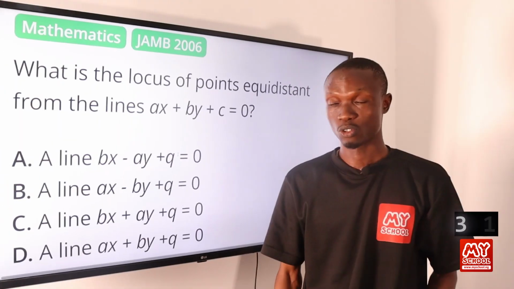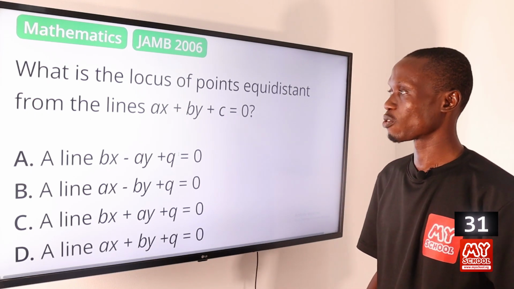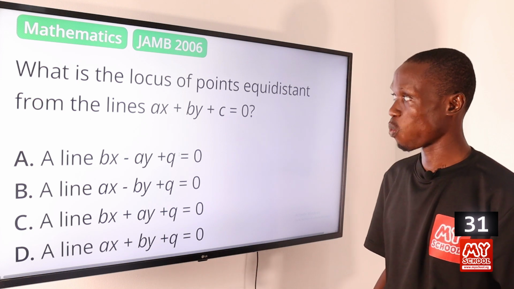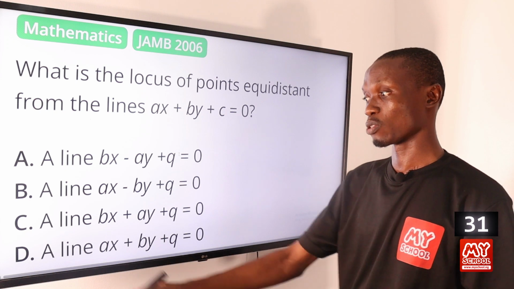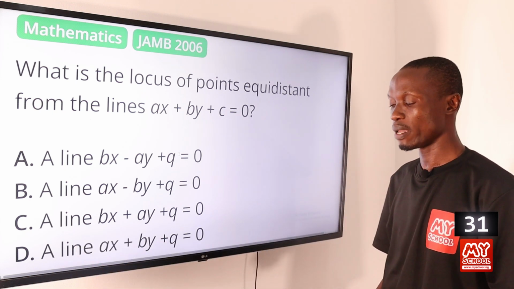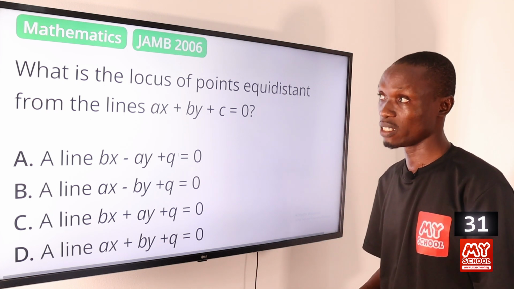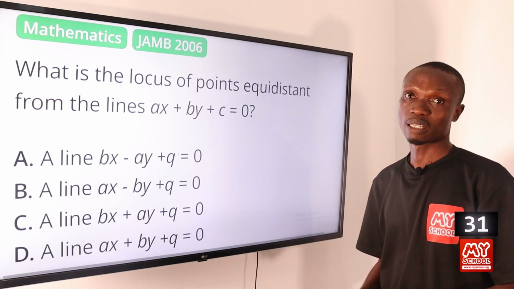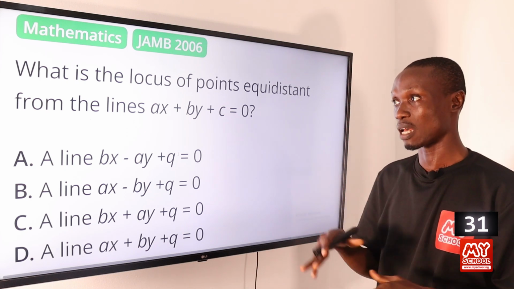Question 31. What is the locus of points equidistant from the line AX plus BY plus C equals 0? The answer to this question is option D, a line AX plus BY plus Q equals 0. The reason is that the locus of points that are equidistant from a line is another line that is parallel to the original line.